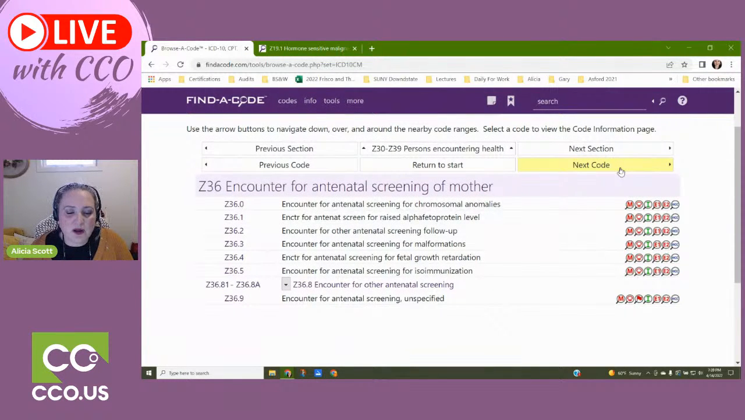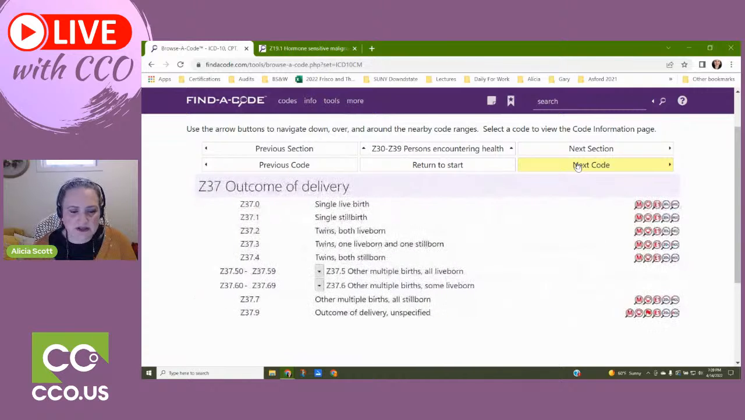Screening of mother for neonatal, and I think most of this is real straightforward. We've got screening for malformations, fetal growth retardation, isoimmunization and stuff. If you're not familiar with some of those terms, I would go look them up, but this is specifically geared to working with OBGYN. Then some of these, as we move on, we'll get into pediatrics too.